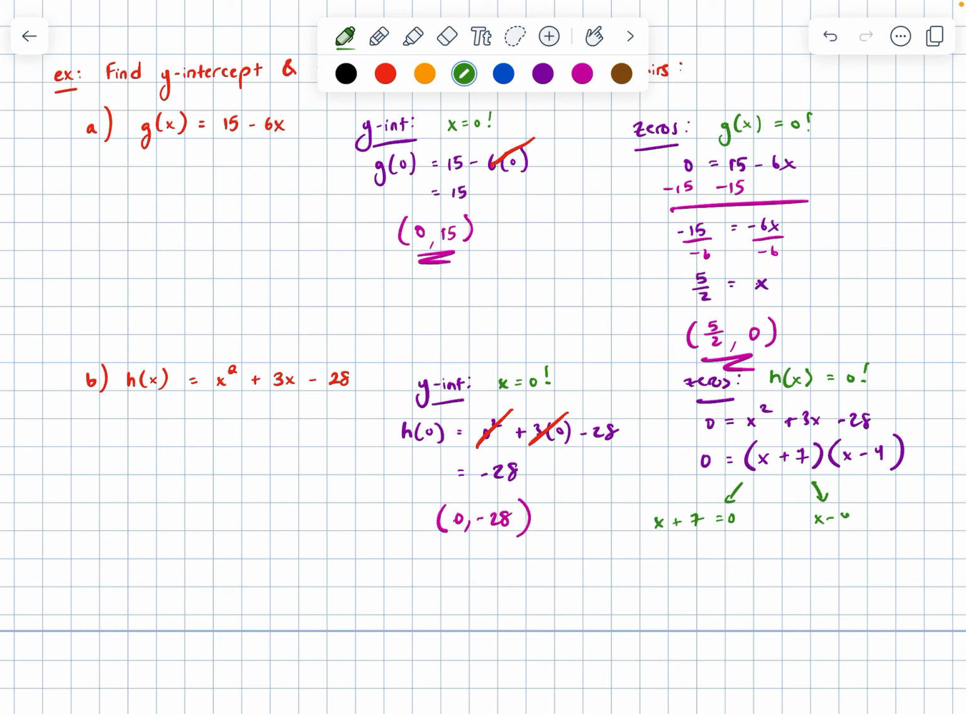I can use my 0 property to split up and solve for x independently. If x plus 7 is equal to 0, subtracting 7 from both sides would reveal that x is negative 7. And if I add 4 to both sides in the equation on the right, x could also be positive 4. Last but not least, I'll write these as my ordered pairs because once again I want points on my graph. That tells me negative 7, 0 and 4, 0 are the points on my x-axis.